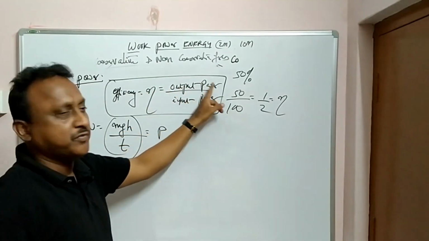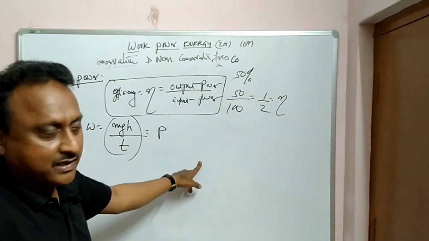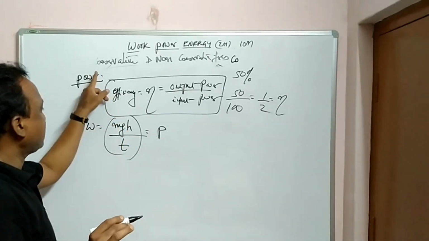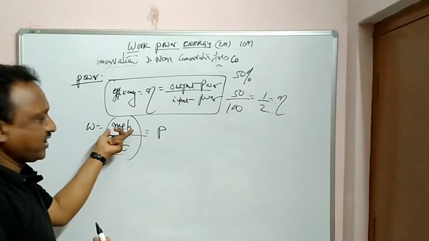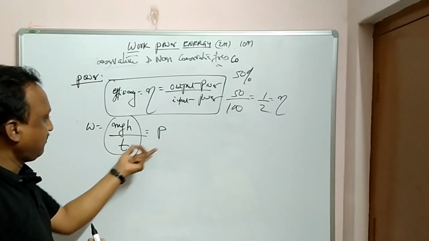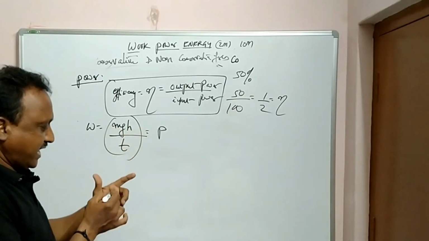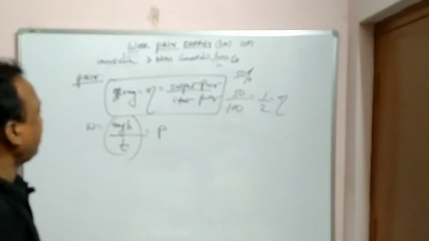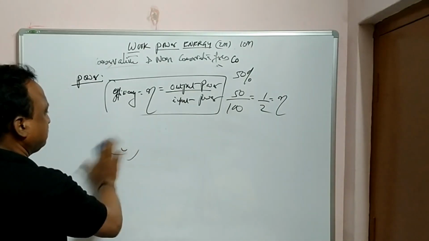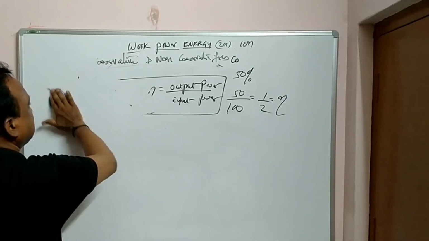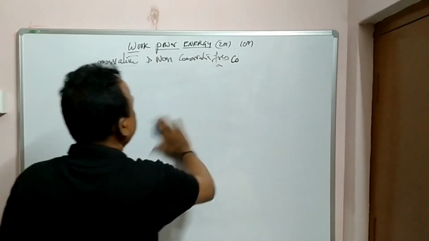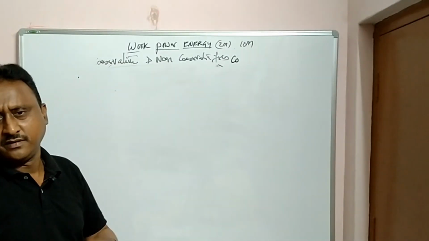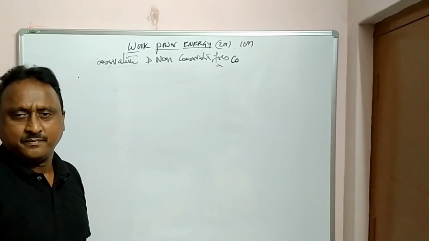Efficiency అంటే ఏంటి? Output power by input power. Power formula ఒకటే, that is W by T. mgh, pulling water from a well, potential energy. Rate of doing work, power. So you can calculate the power. So this is the formula we will be using for efficiency, and also we will be applying in the numerical problems. Okay? Clear?